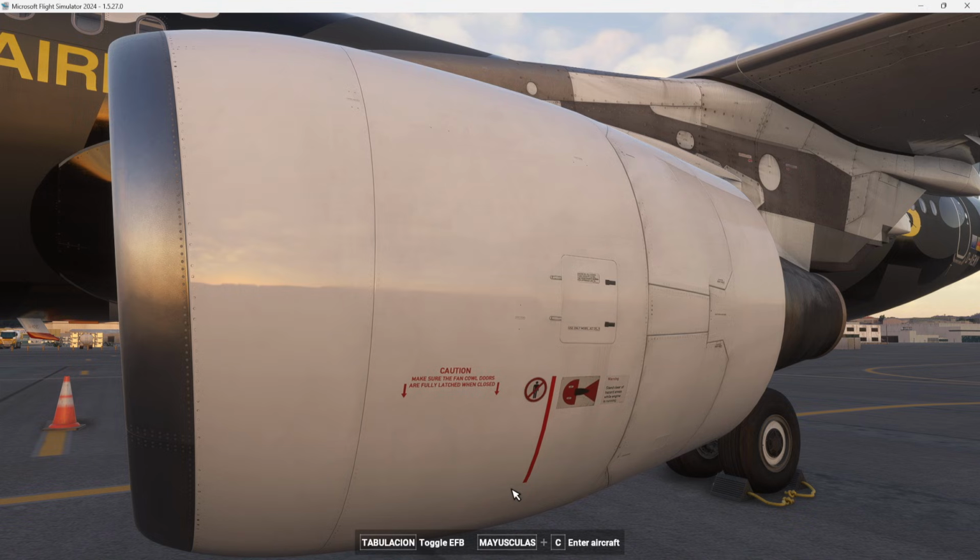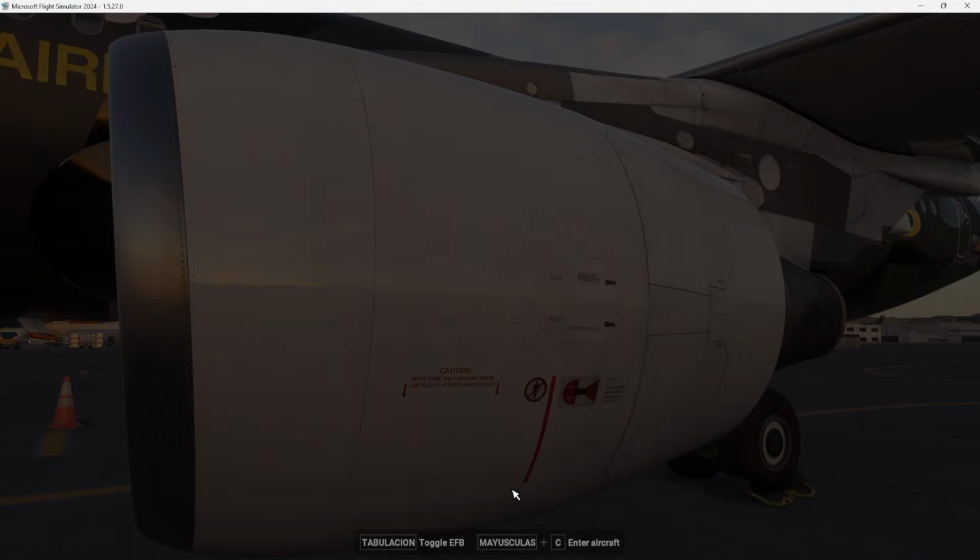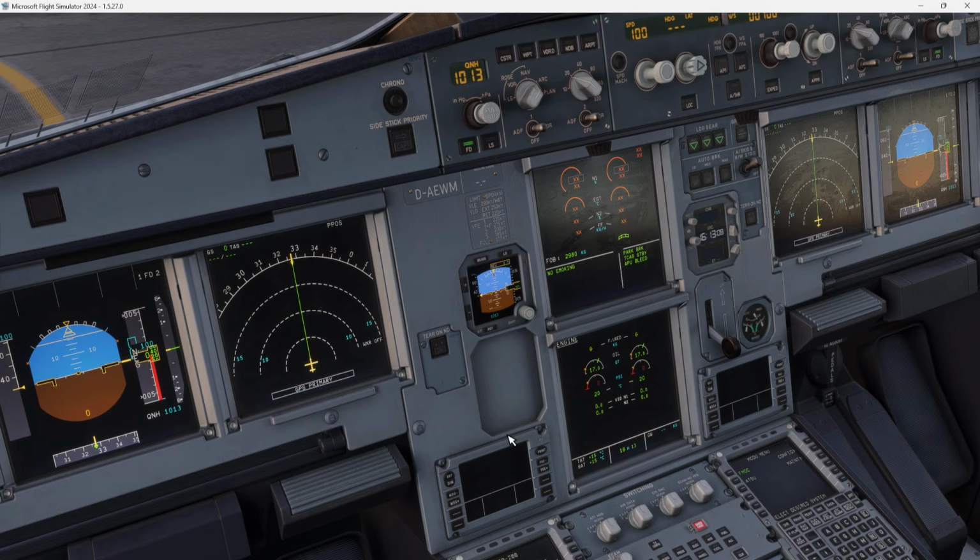This engine has a lubrication unit and a FADEC, the full authority digital engine computer. The A320 has this system in order to control the startup, so the startup is automatic. I'm going to get into more details. We also have the alternate FADEC, engine starters, hydraulic pumps, fuel control units, and engine fuel pumps.